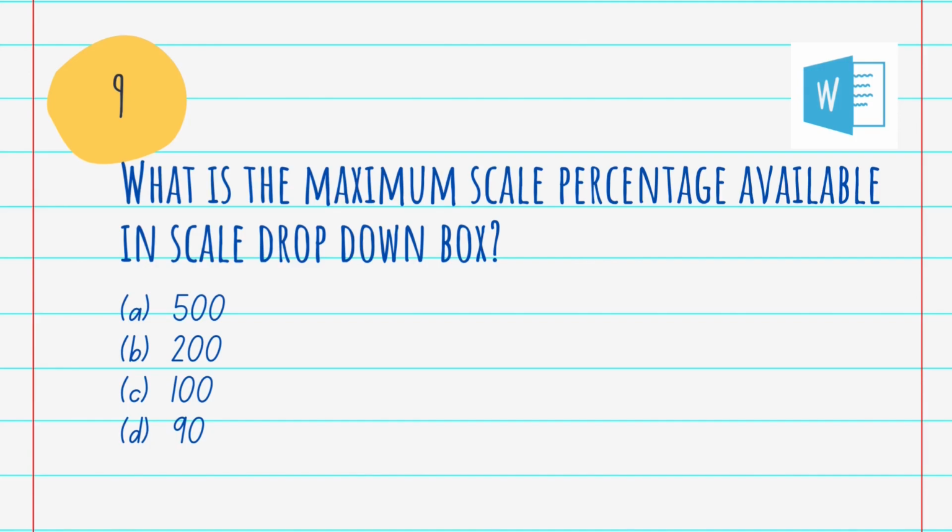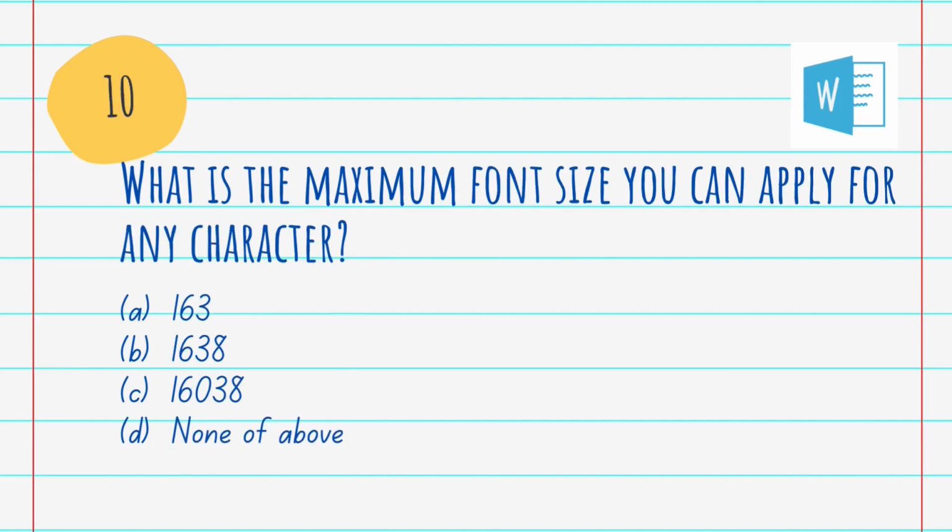What is the maximum scale percentage available in the scale drop down box? A 500, B 200, C 100, and D 90, and the answer is B 200. The maximum scale percentage available in the scale drop down box is 200. The next question. What is the maximum font size you can apply for any character? A 163, B 1638, C 16038, and D none of the above. And the answer is B 1638.